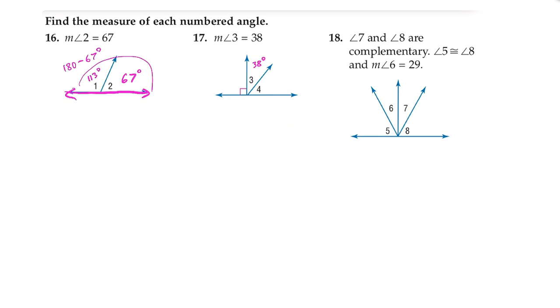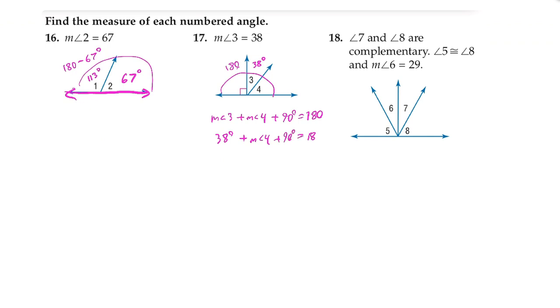Okay, this one over here is 38 degrees. We're looking for this, so if we have the whole 180, well, then that means that the measure of angle 3 plus the measure of angle 4 plus 90 equals 180. And we know that angle 3 is 38, so we got 38 plus measure of angle 4 plus 90 is 180.